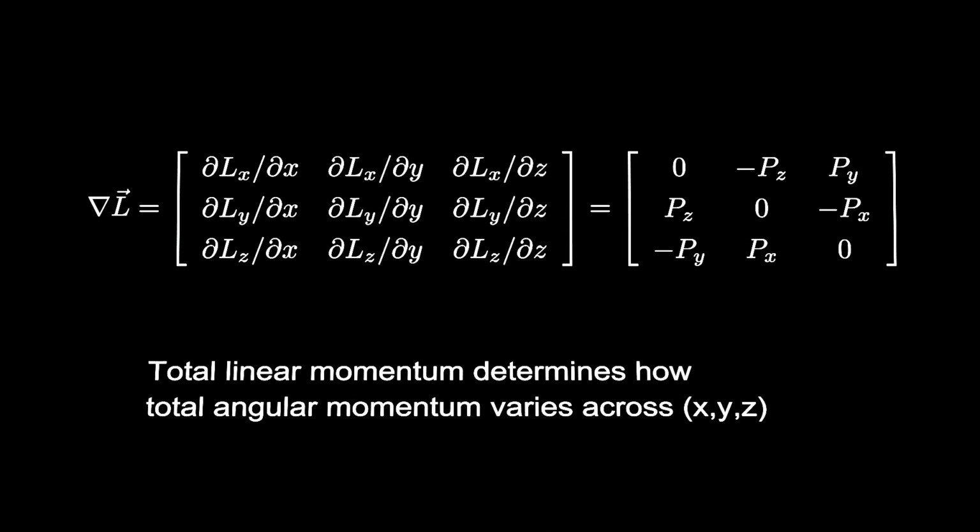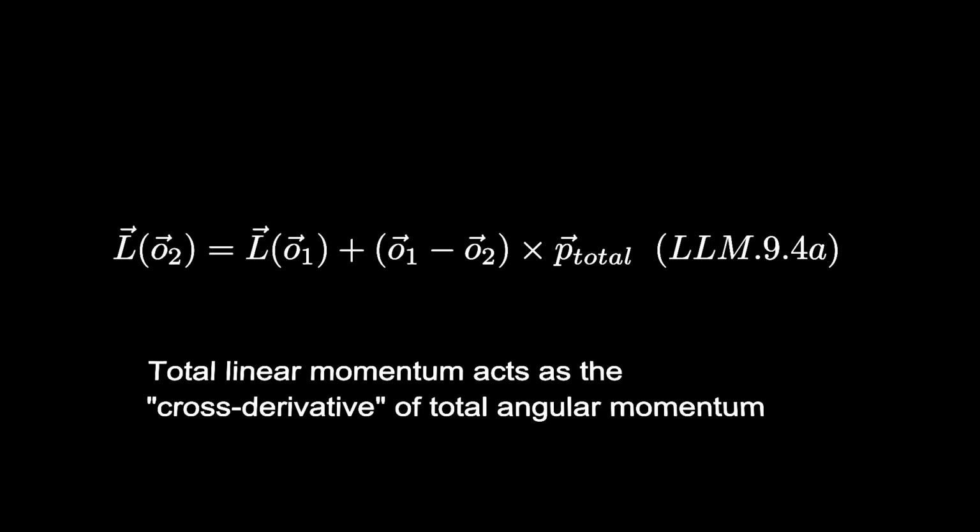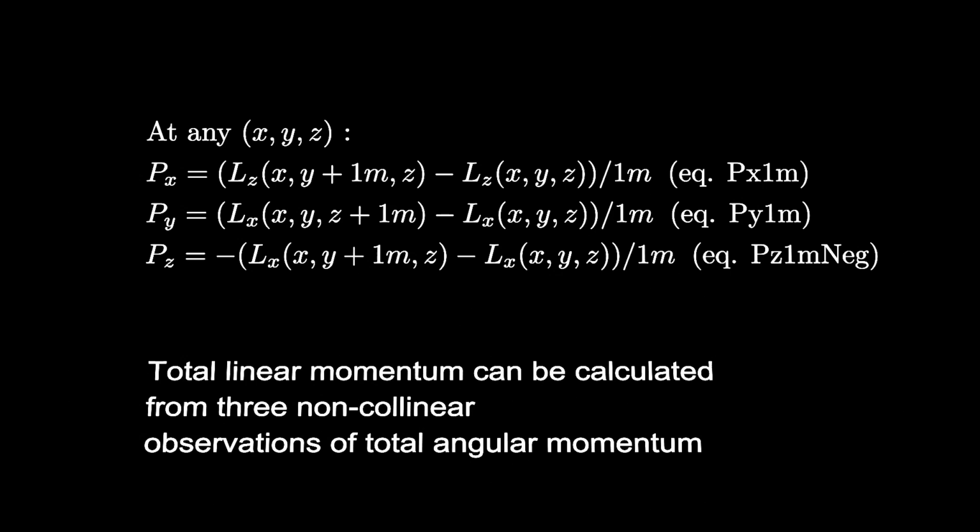Conclusions. Total linear momentum determines how total angular momentum varies across x, y, and z. Total linear momentum acts as the cross derivative of total angular momentum. Total linear momentum can be calculated from three non-collinear observations of total angular momentum.